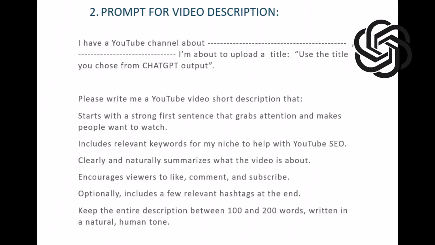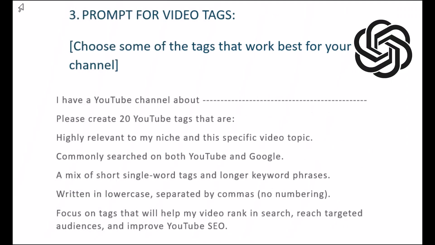You then move on to a video description. Once you've chosen your title, you add your title here and you talk to ChatGPT again. The next thing you look for is your video tags, and it will create 20 tags. You choose the ones you want to use, and those are the ones you load with your video.